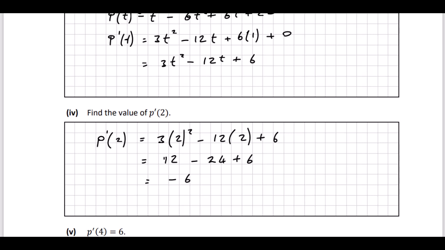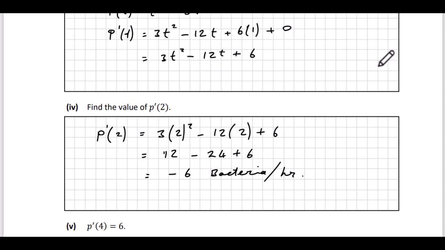And if you want to put in units here, it's the rate of change, so it's going to be the number of bacteria per hour. So it's reducing by 6 bacteria every hour, after 2 hours, or at 2 hours if you like.